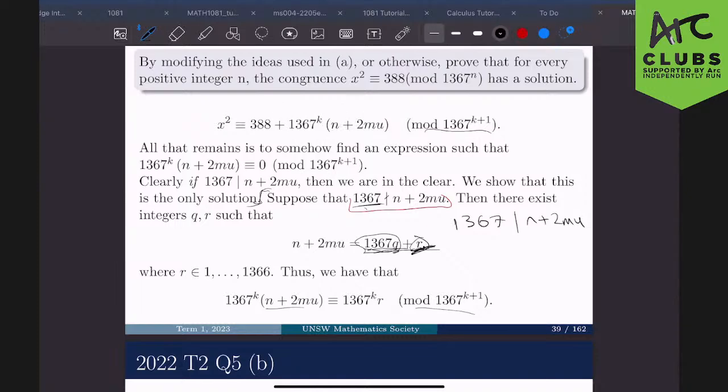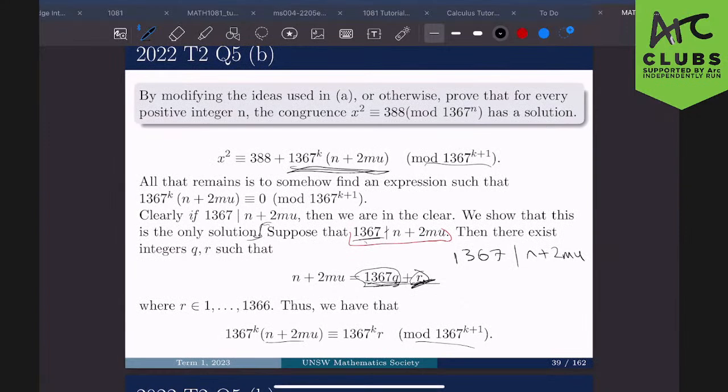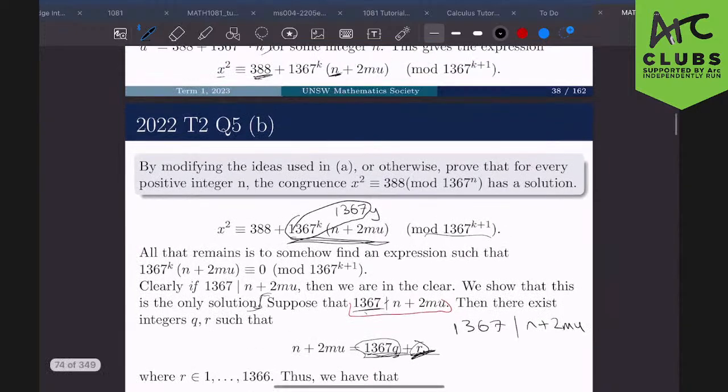that this term here, if this is 1367, n, we probably shouldn't pick n, I'll just pick y, okay, then this term here becomes 1367 to the k plus 1 y, and obviously in respect to this it becomes 0, which means that we will get this 388 mod 1367 k plus 1.